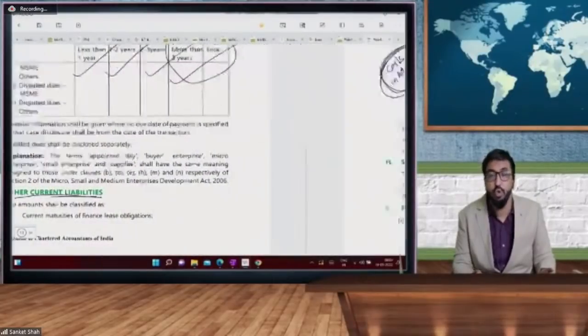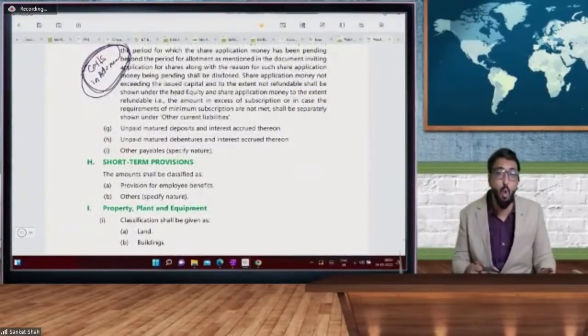So where to show calls in advance? If shareholders are paying more amount to you, for example, if I call only 2 rupees but you paid me 3 rupees, instead of returning 1 rupee, I will not pay you now. I will adjust it at the time of the next call money. That is called calls in advance.